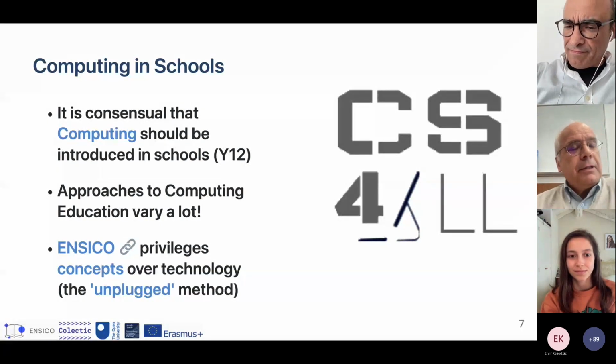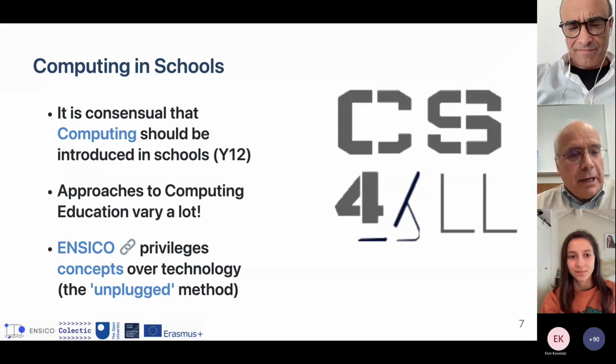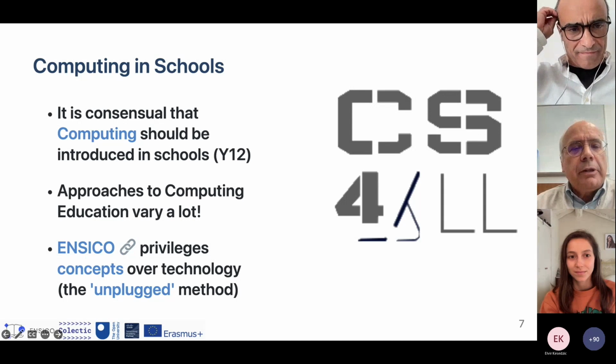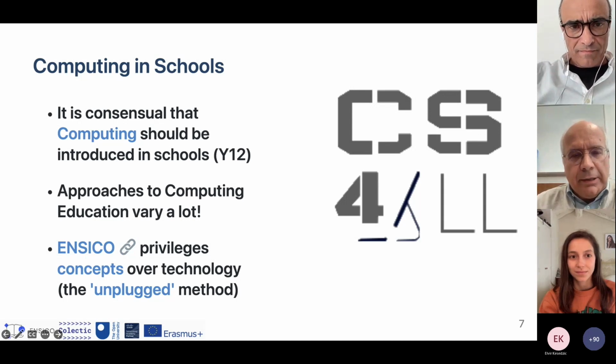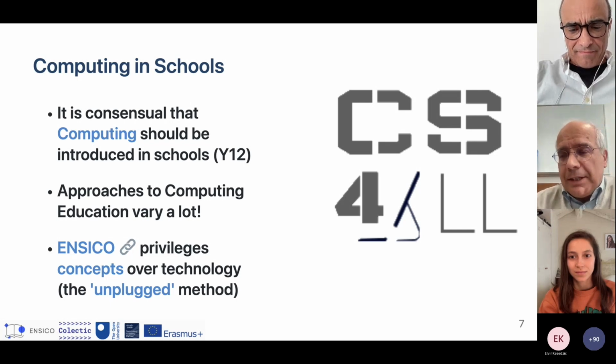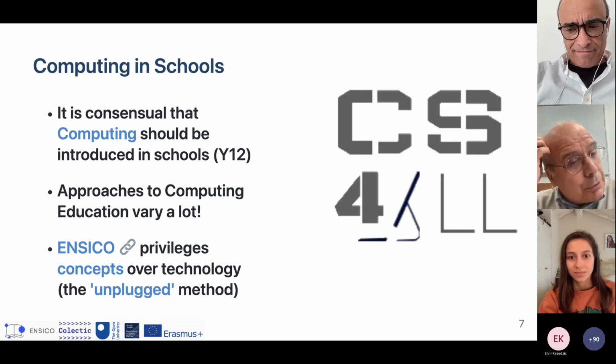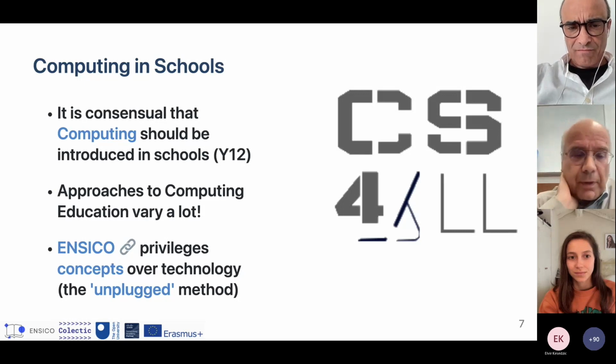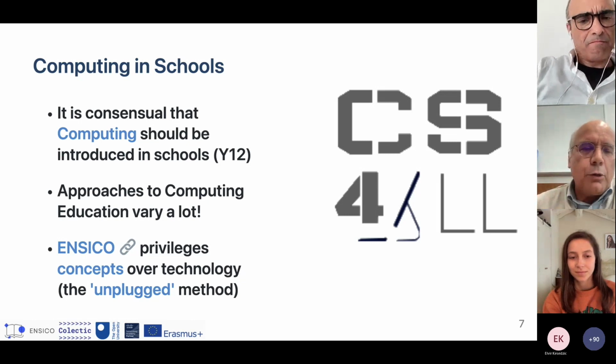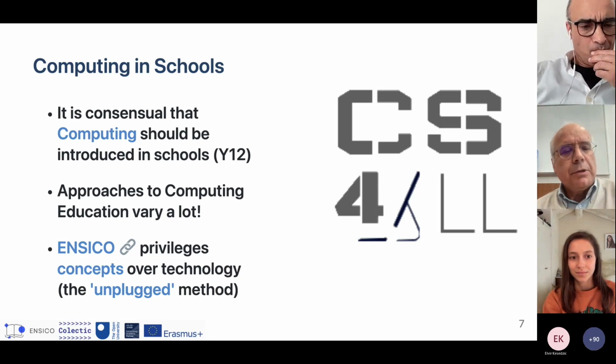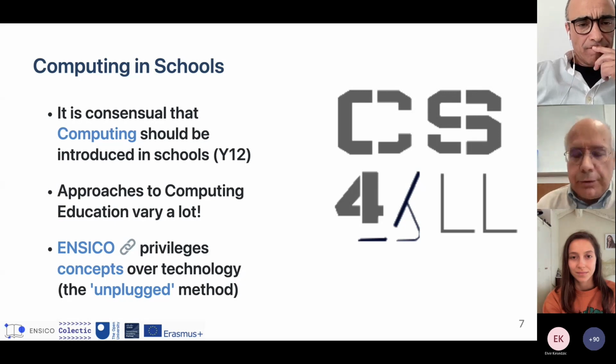And the topic is the topic that brings us together today. It is consensual that computing should be introduced in schools from a very early age. The problem, the matter, is that approaches to teaching computing vary a lot. And so our approach privileges concepts over technology. So it starts in what we call unplugged mode. And I will try to explain to you what this means, okay?